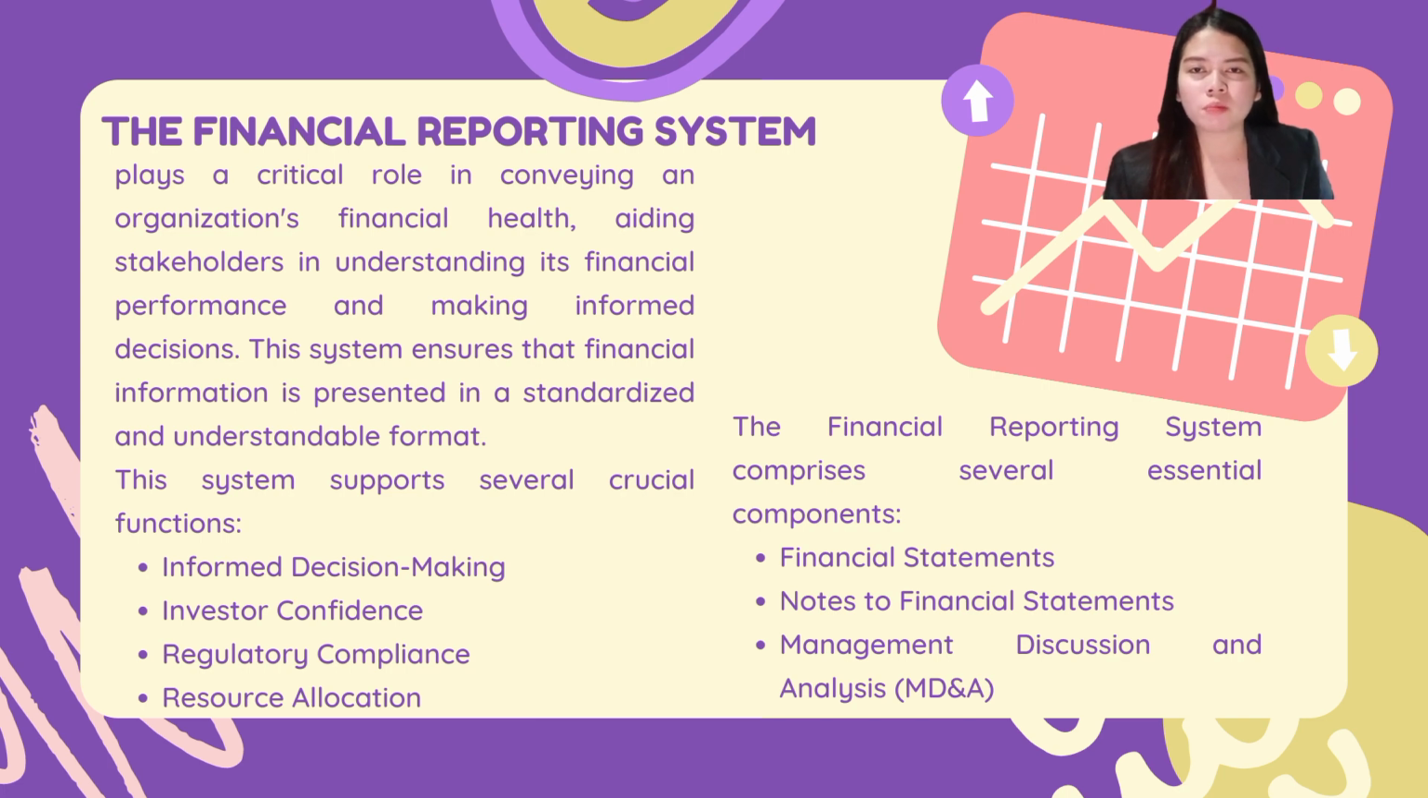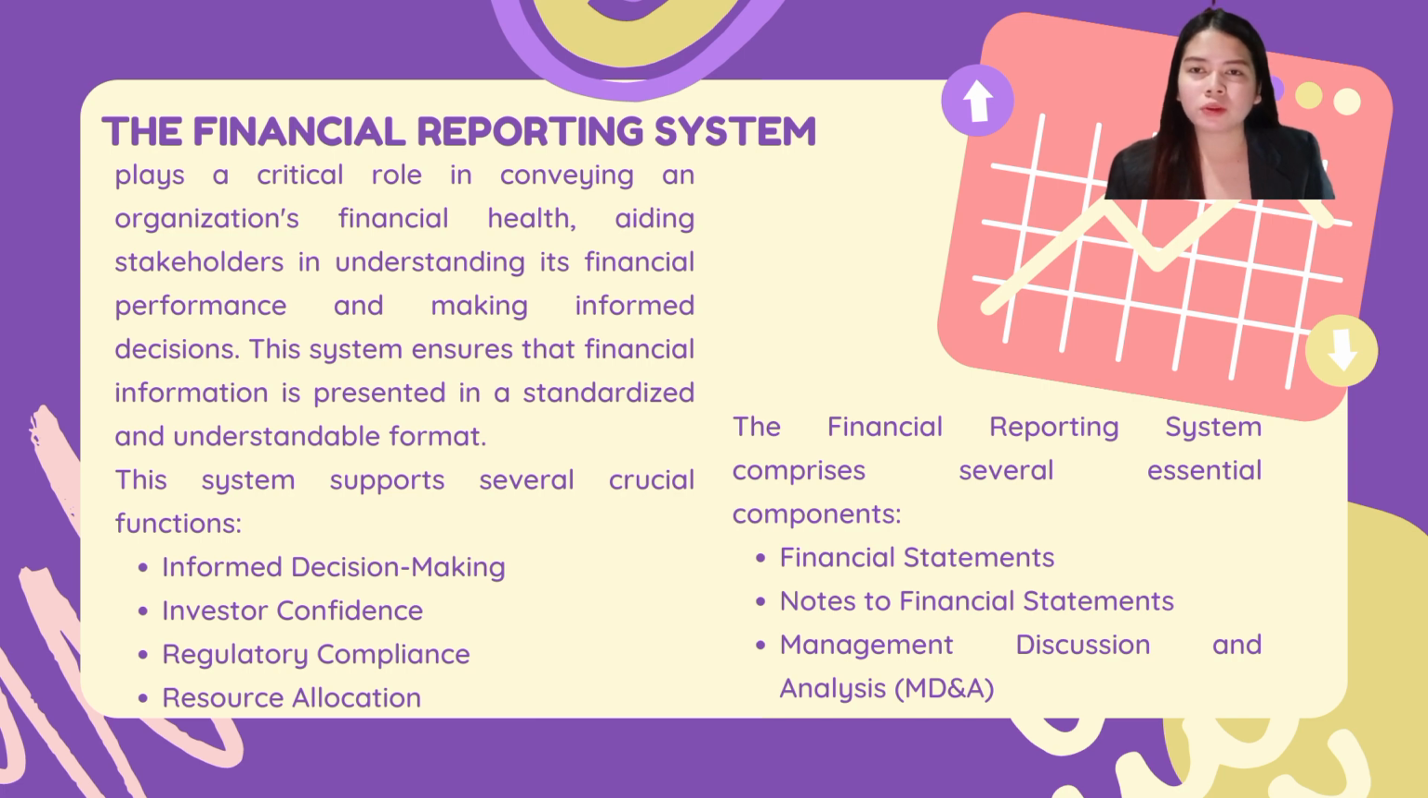Generally speaking, outside users of information are interested in the performance of the organizations as a whole. Therefore, they require information that allows them to observe trends in performance over time and to make comparisons between different organizations. Given the nature of these needs, financial reporting information must be prepared and presented by all organizations in a manner that is generally accepted and understood by external users. The financial reporting system plays a critical role in conveying an organization's financial health, aiding stakeholders in understanding its financial performance and making informed decisions. This system ensures that financial information is presented in a standardized and understandable format.